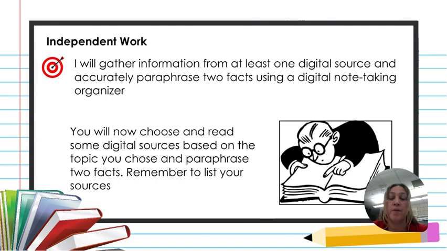So for your independent practice, again, we're going to reach that learning target: I will gather information from at least one digital source and accurately paraphrase 2 facts using a digital note-taking organizer. So now you're going to choose and read some digital sources based on the topic that you chose previously in yesterday's lesson and paraphrase 2 facts. Remember to list your sources. So you're going to complete a digital note-taking organizer that's in your Google Classroom. And then make sure you submit it.